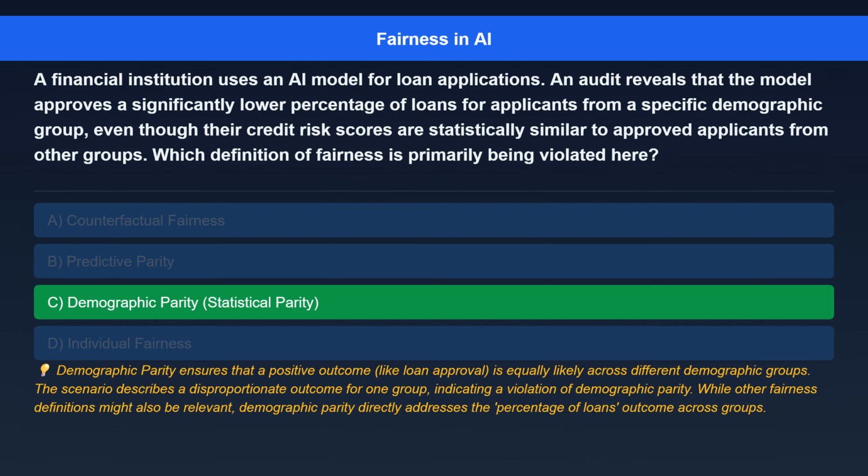The correct answer is demographic parity, statistical parity. Here's the explanation. Demographic parity ensures that a positive outcome, like loan approval, is equally likely across different demographic groups. The scenario describes a disproportionate outcome for one group, indicating a violation of demographic parity. While other fairness definitions might also be relevant, demographic parity directly addresses the percentage of loans outcome across groups.